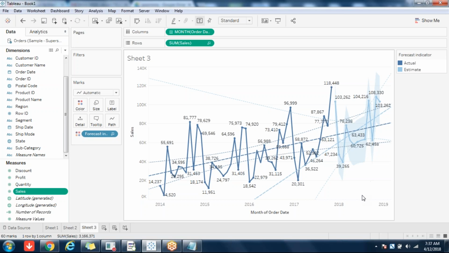The very advantage here is that you are seeing a trend line even for forecasting by default. So you need not do anything about it. That is also there. So that's forecasting.